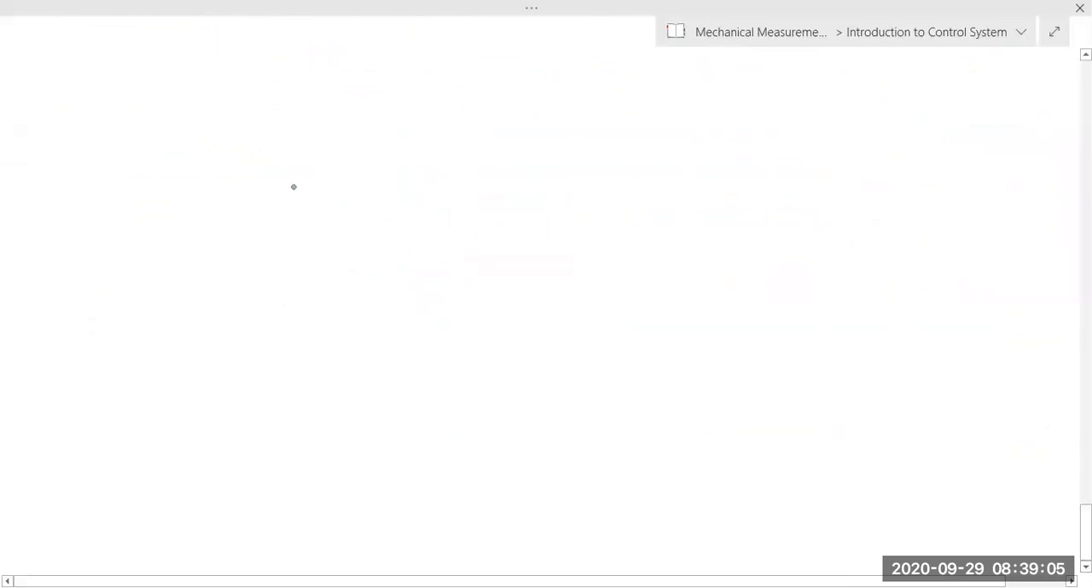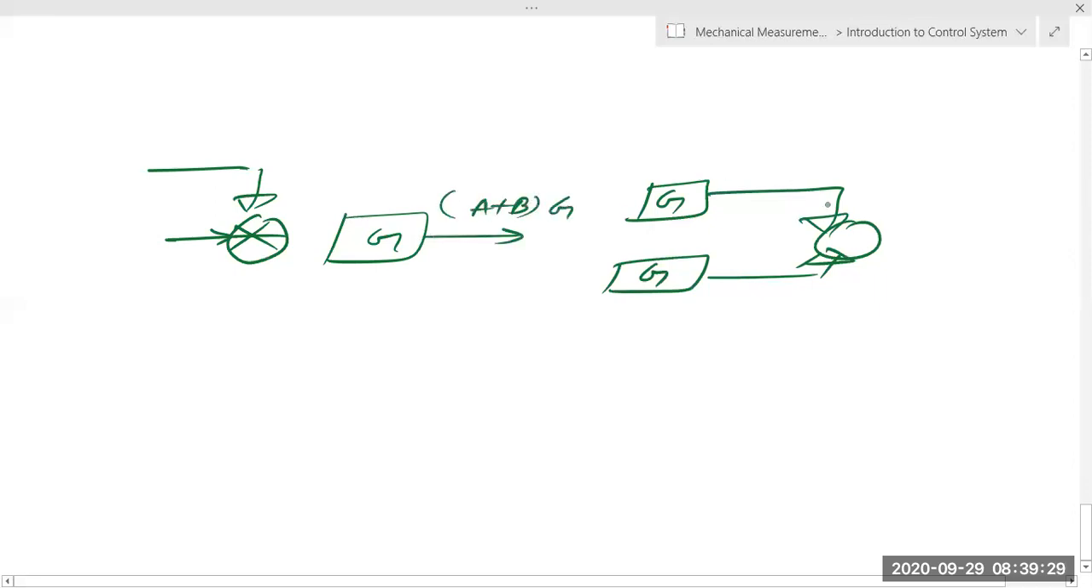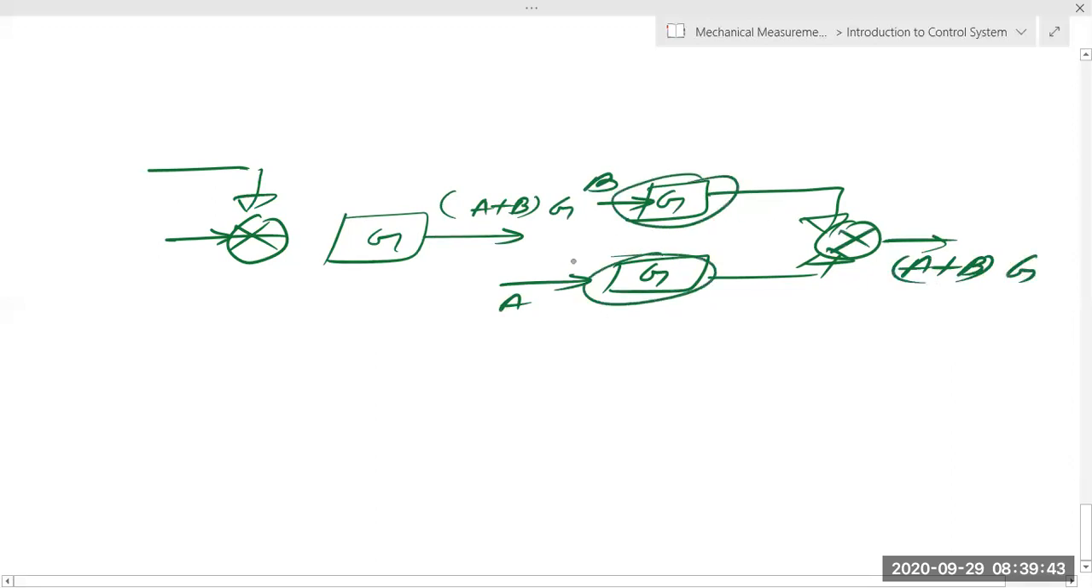So what did we do? There was a single G, and we branched this G into two. Why did we branch it? Because we wanted to move the summation point ahead of this block. Earlier, the summation point was somewhere here. Here was a signal, and here there was another signal. What was coming out of this is A plus B into G. And what we changed here is, A is going to G, B is also going to G, and then they are getting summed up to get the same value A plus B into G. For that, we need to branch this gain.